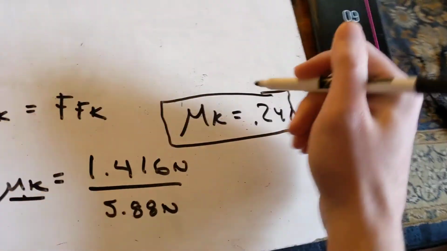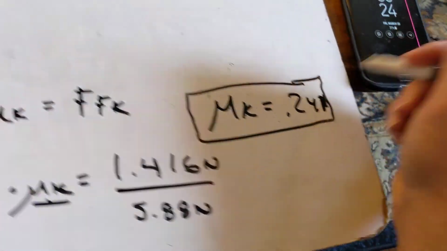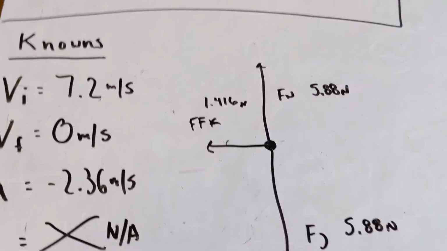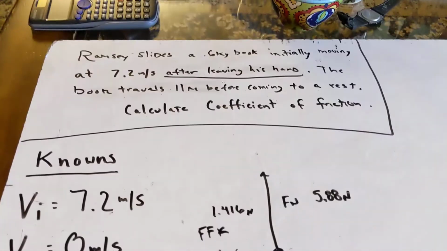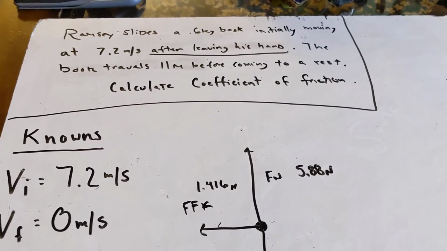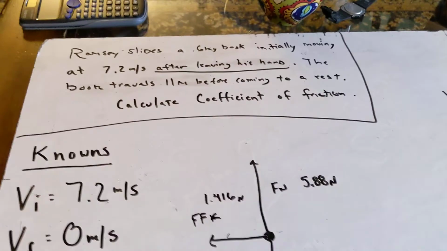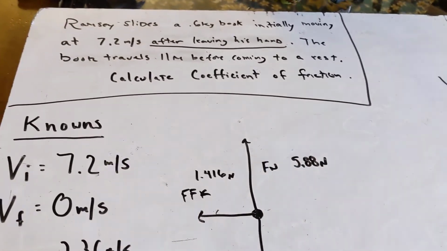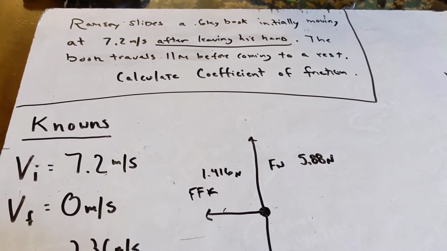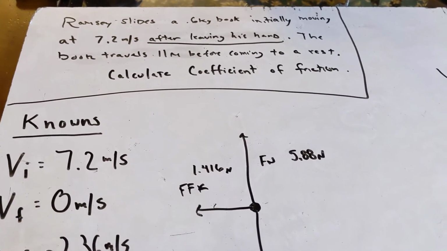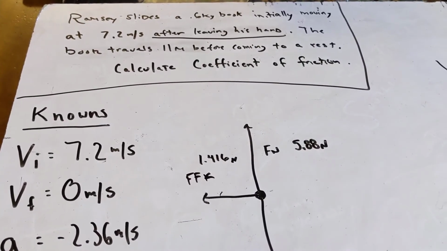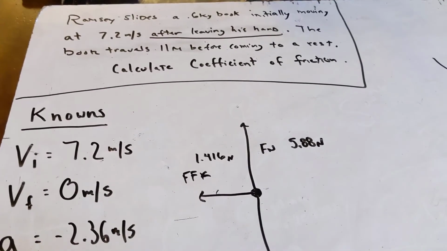The one thing that people get tripped up on is making sure that you don't have a force going to the right. The key for that in the word problem is the phrase "after leaving his hand." I went ahead and underlined it. It won't be underlined usually on the test, so you've got to be able to figure that out. Ramsey is no longer putting any force onto it. It's after it's left his hand, so the only force acting on this book is the friction that's resisting it.